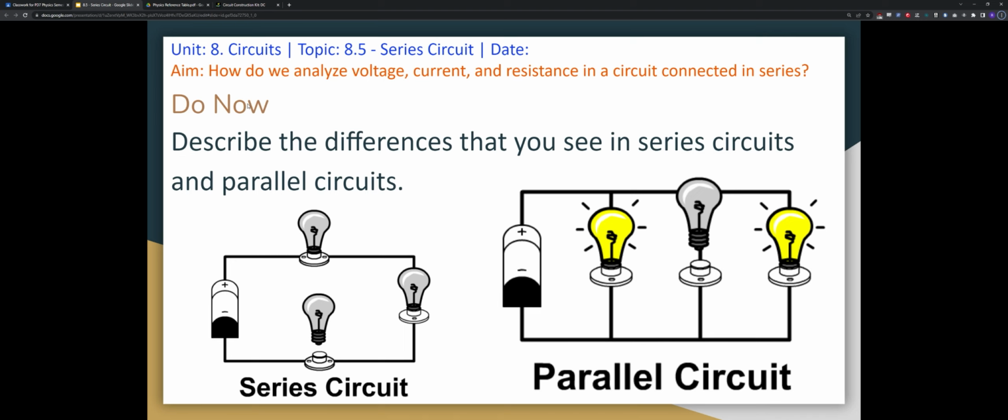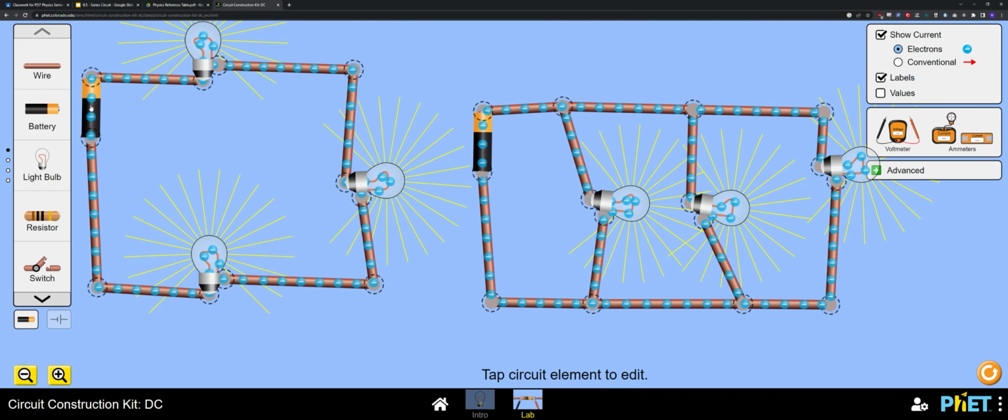Well, you'll see right away that if I disconnect a light bulb from a series circuit, the rest of the circuit stops functioning, right? And in a parallel circuit, if I just remove one light bulb, the other light bulbs still function. But again, why is that? Why is there that difference? Well, let's take a look here in the simulation.